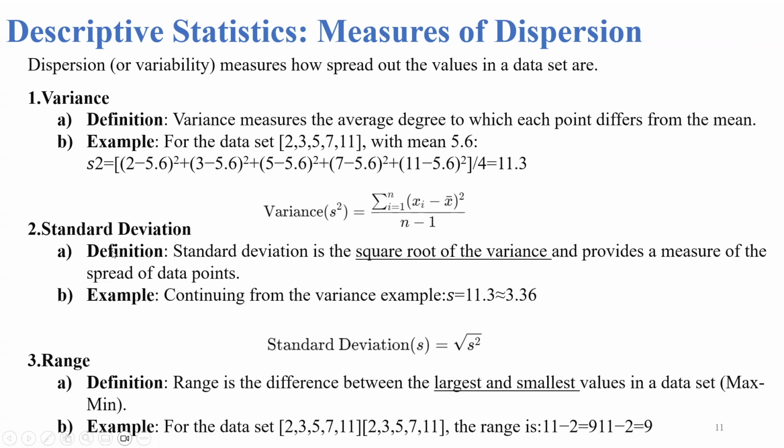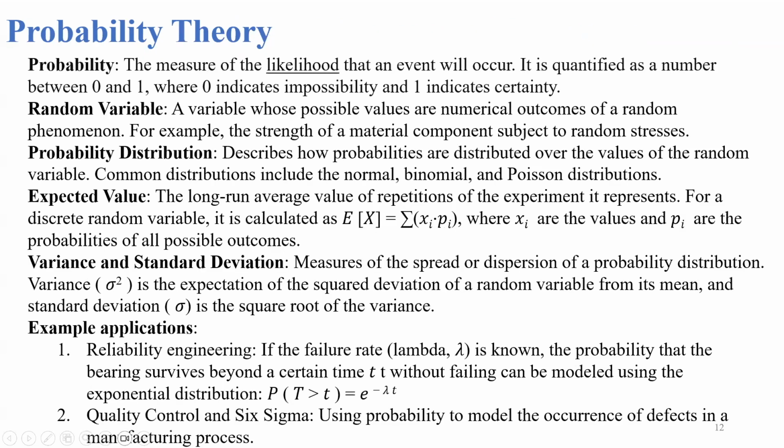Now standard deviation is just the square root of the variance. So that will be 11.3 to the power of 1 over 2, that is 0.5, which will give you 3.36. Range is the difference between the largest and smallest value of the data set.